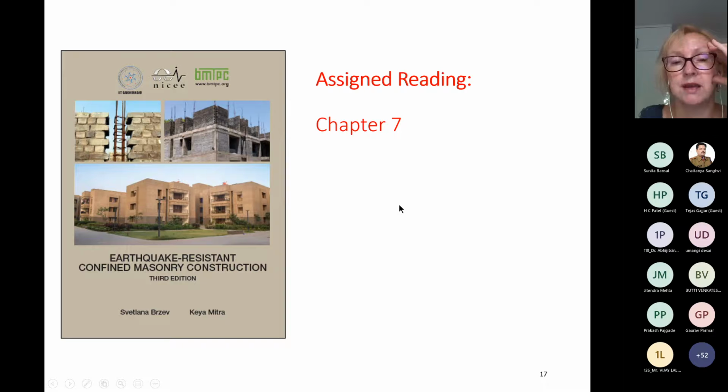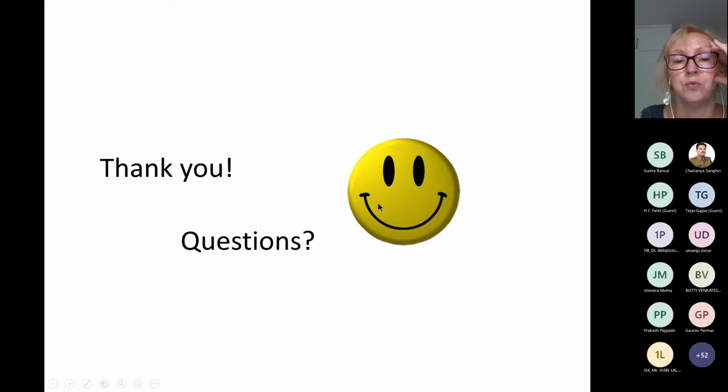The assigned reading is chapter 7, and I will go over it before we go. So that is the end of this lecture, but before getting your questions, I will go over Annex C, just to show you in the code. And then we'll have a question and answer, and then we'll go over the assignment, I hope that is okay.